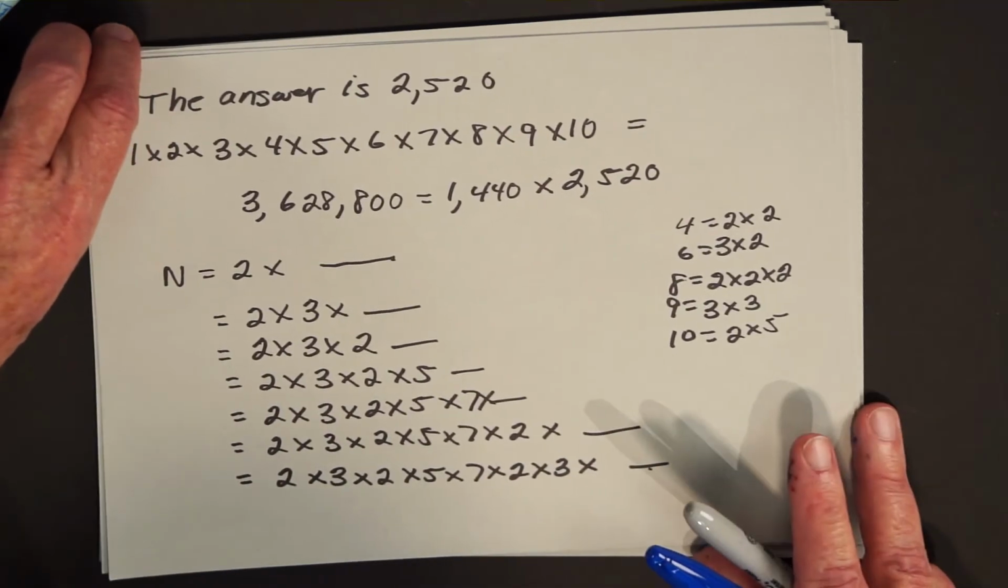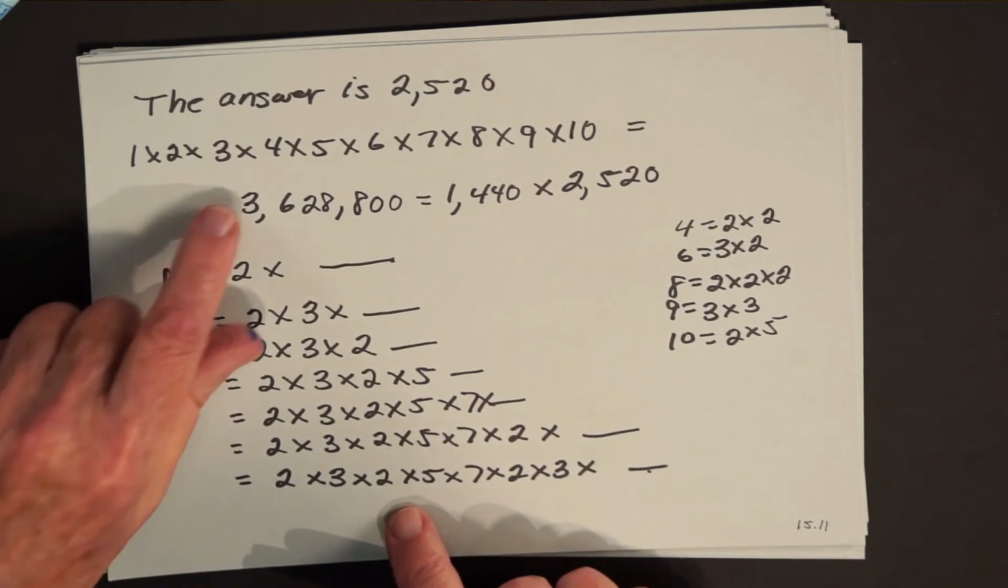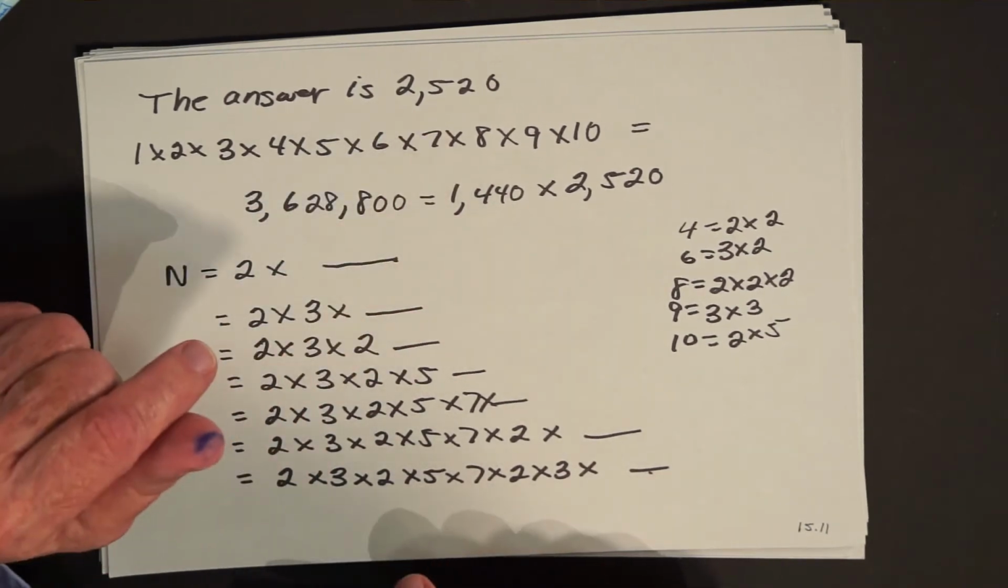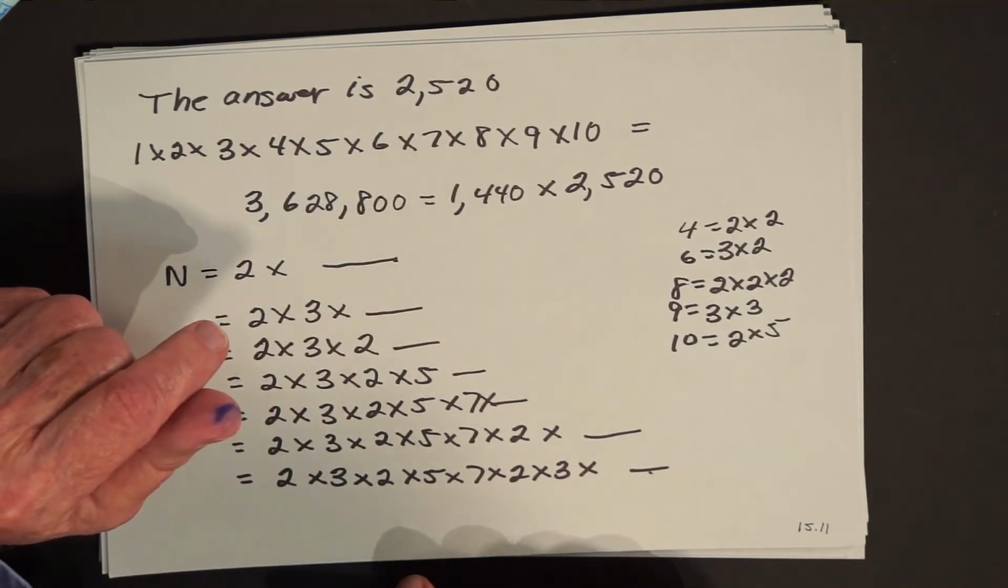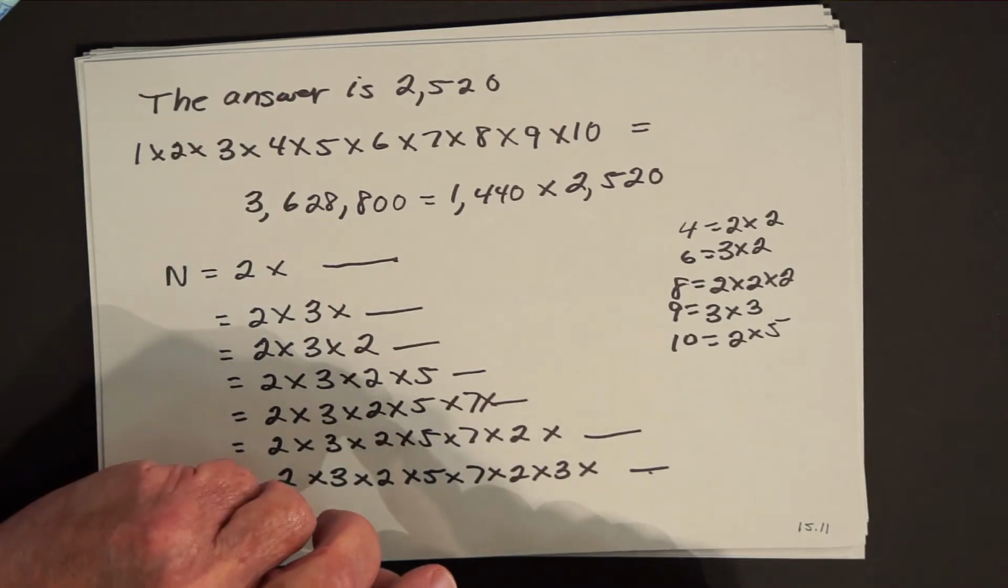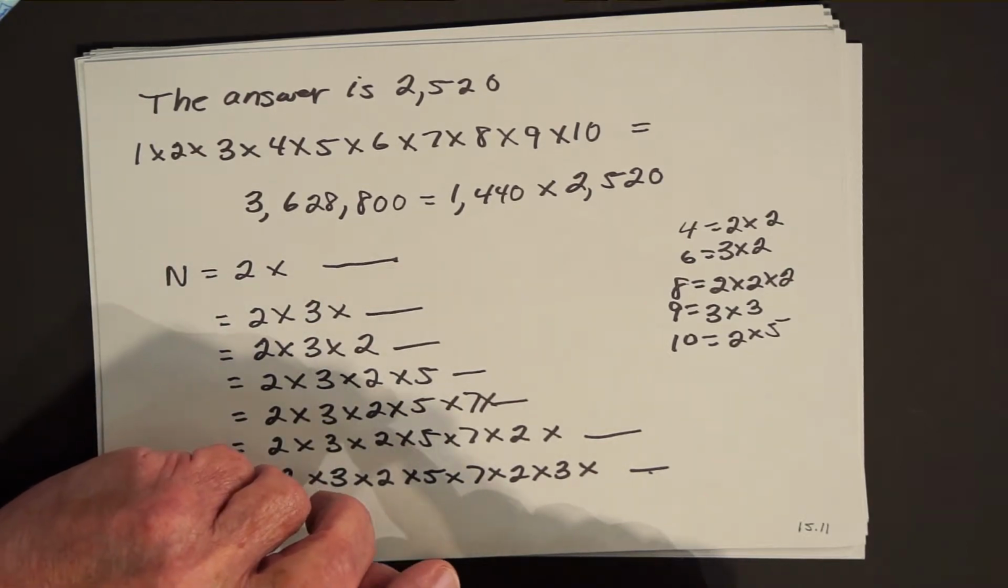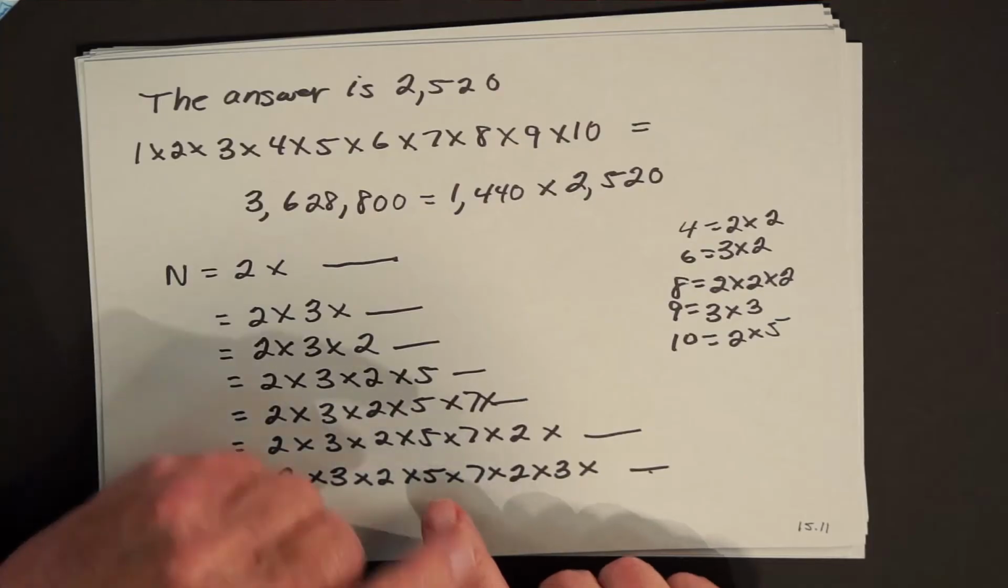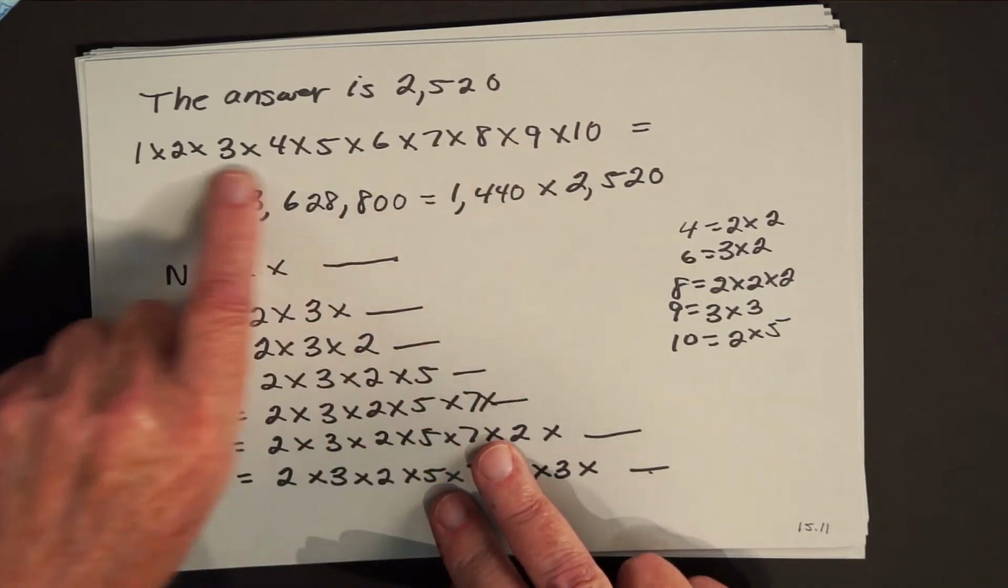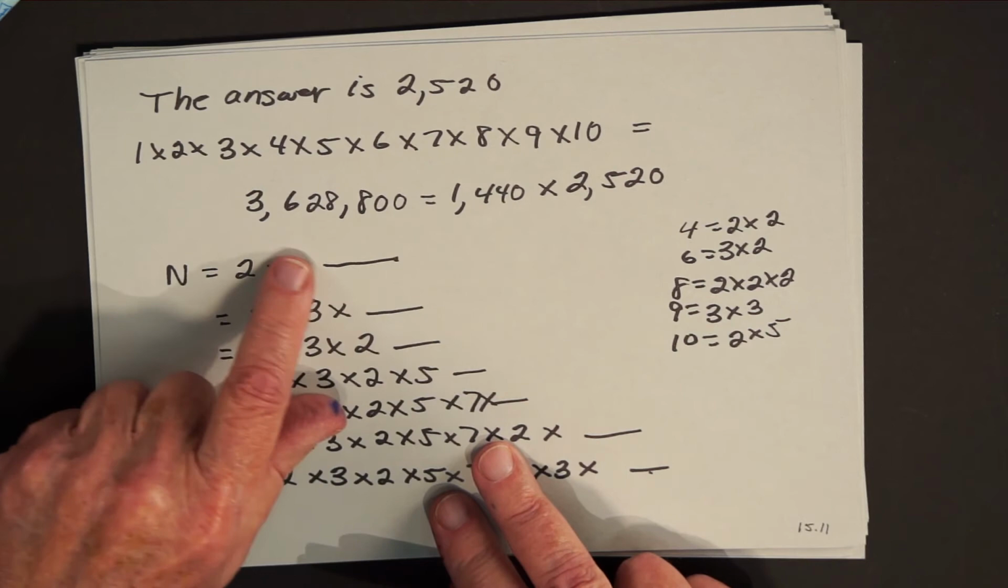Well, let me start with the answer. The answer happens to be 2,520. So if somebody says, tell me a nice thing about the number 2,520, you can say it's the smallest non-zero whole number that's divisible by 1, 2, 3, 4, 5, 6, 7, 8, 9, and 10. You could also have found the common multiple just by multiplying all of these guys together.